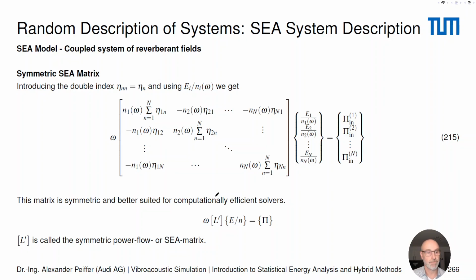This is one advantage. Another advantage is that sometimes it's hard to calculate the coupling loss factor from 2 to 1, and it's much easier to calculate the coupling loss factor 1 to 2, and then we have a choice. We just take the simpler version, and we can calculate the other one by using the different modal densities. So there are several reasons why this symmetric version should be used. This is just called L prime, and this is called the symmetric power flow or SEA matrix. This is what you're usually using in the literature and also in commercial packages. Okay, so far for that.